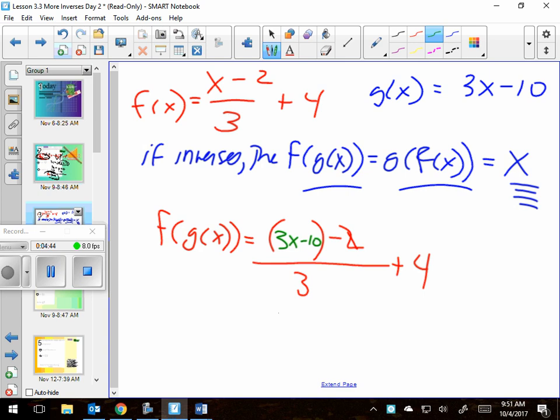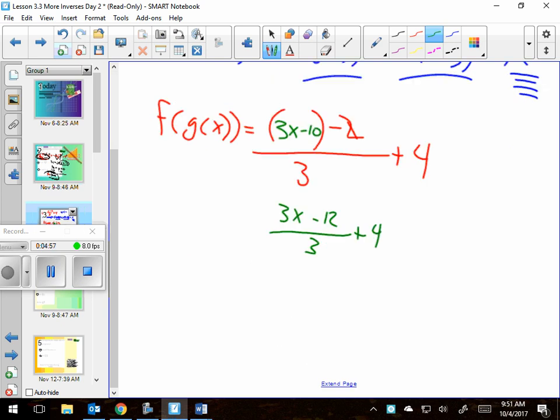Now, would you agree that this is (3x - 12)/3 + 4? I'm supposed to be simplifying it down and showing it equals x. Then I'm going to say, oh, the 3 factors out, and I have x - 4. You might say, why would you know to factor that? Because if you can factor it, you should.